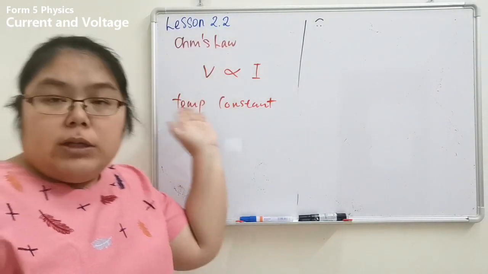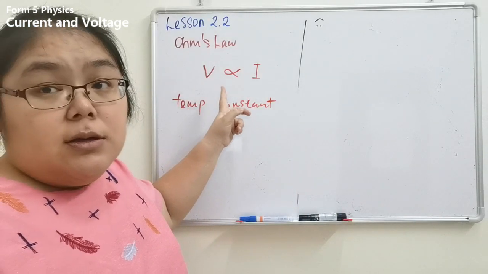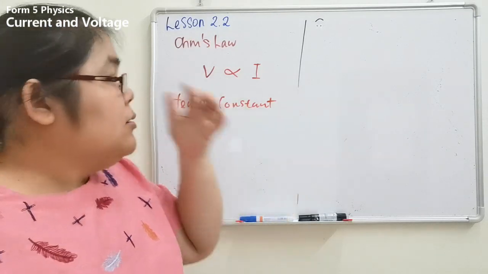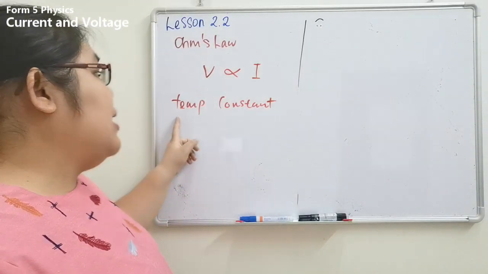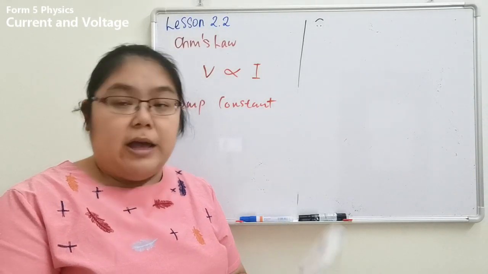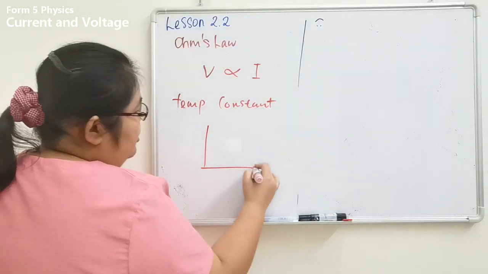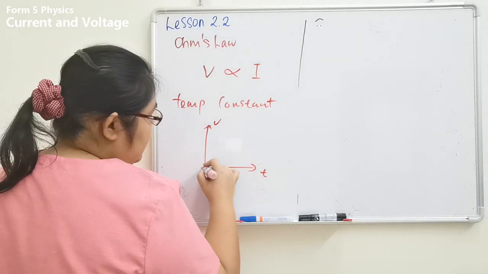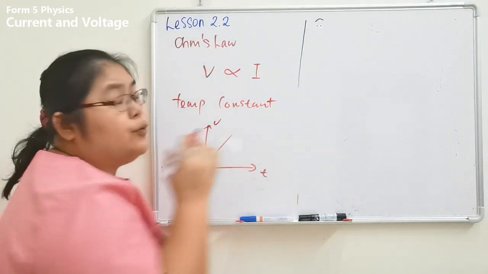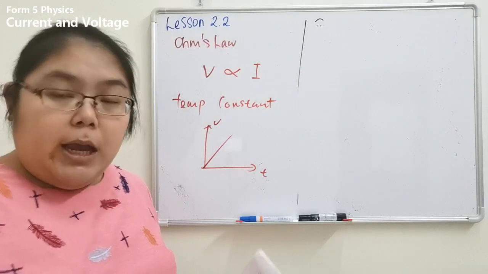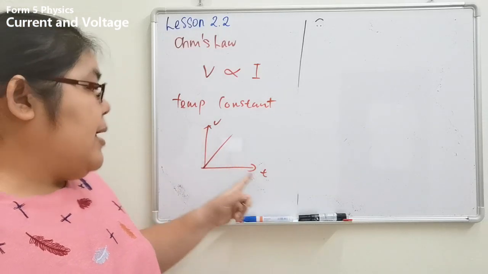Okay, so this is the definition for Ohm's law. We cannot write it with symbols, no. We need to write the full sentence: the potential difference across the metal is directly proportional to the current, provided the temperature is constant. If we refer to the definition, the graph should be like this. V and I should be like this, directly proportional. So this graph represents the Ohm's law graph. So that means when we do the experiment, the two physical quantities are V and I.